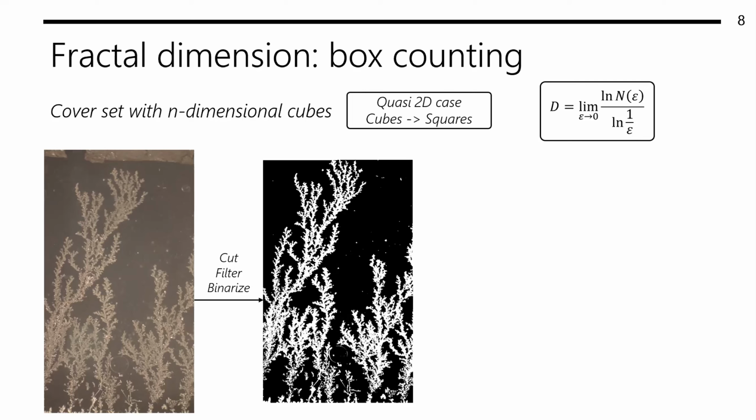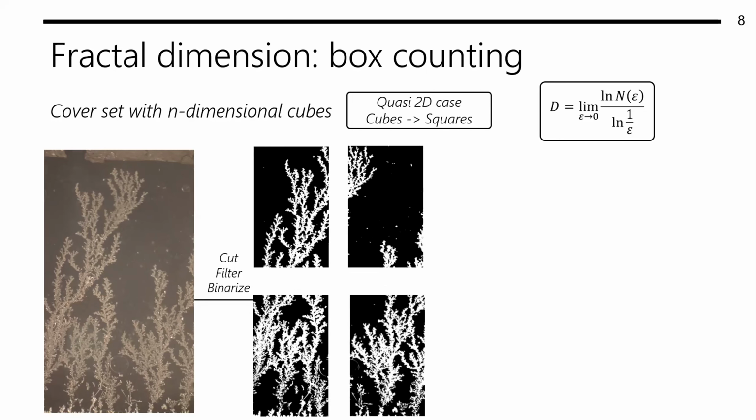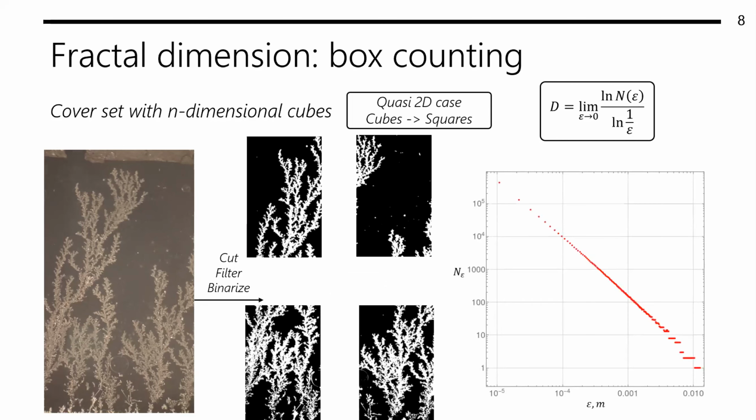What I do is conduct some image processing. Firstly, I cut my image to remove the areas I'm not interested in. Then I filter it and apply a binarization algorithm to obtain the image on the right. Then I divide it into smaller and smaller squares to build a double logarithmic plot shown on the right.